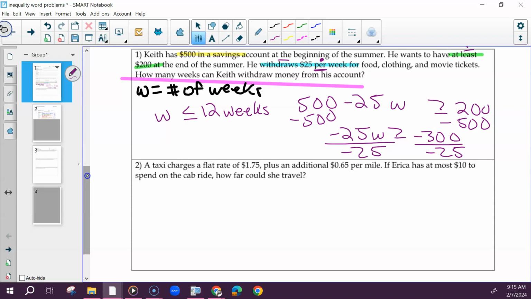If you wanted to check yourself, just like with regular equations, you could put 12 back in for W, and then you would be trying to see, is this true or not? So if I put 12 back in here, and I figured out whatever number this is, it would either have to be greater than 200, or it would have to equal 200. If it was less than 200, it would not be true. Questions on how we set up and solve that inequality? Let's try number 2.